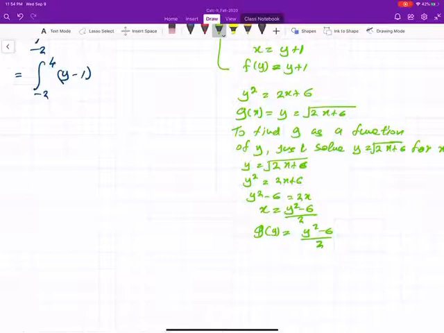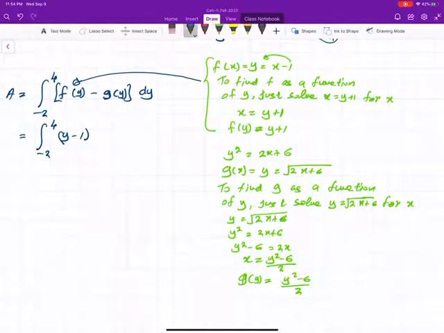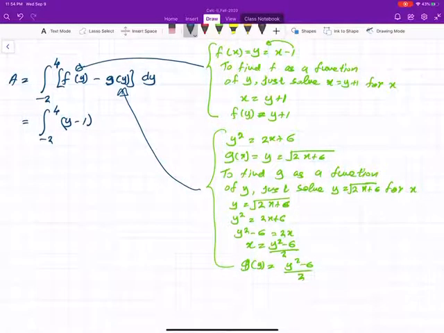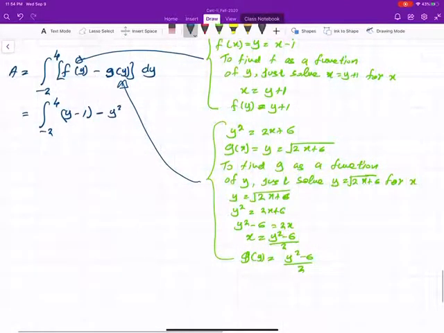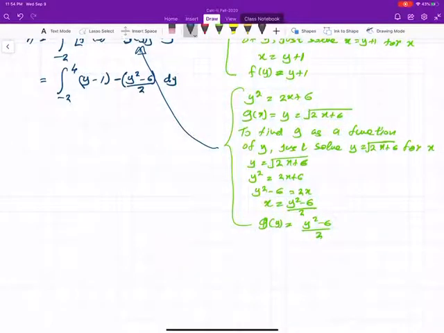Okay, that part is right here. So I'm going to bring this into that. So you write it to be minus g of y, which is y square minus 6 over 2, and dy. Alright, now simplify a little further. So you write this to be integration from minus 2 to 4.